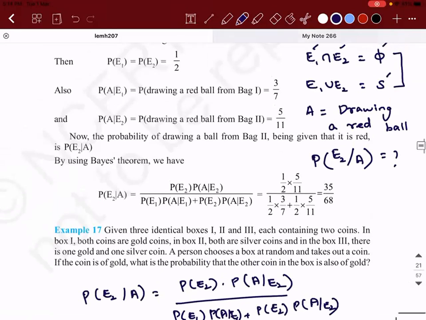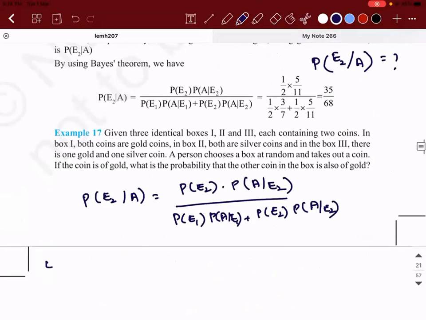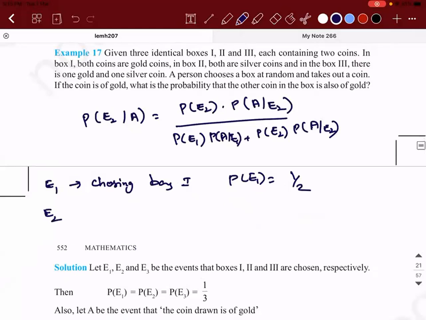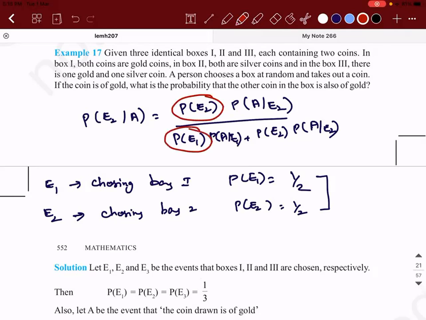Now is it not easy for us? You have defined E1 as choosing bag 1. Then what is the probability of E1, guys? How many bags are there? 2 bags. Out of the 2 bags, you have a 50% chance, that is a 1/2 chance, to choose bag 1. Similarly, you are choosing bag 2. So what is the probability of E2? That is also half. So they are said to be equally likely outcomes.